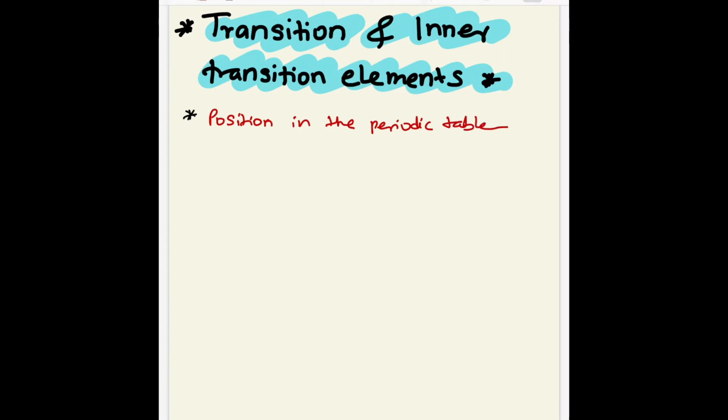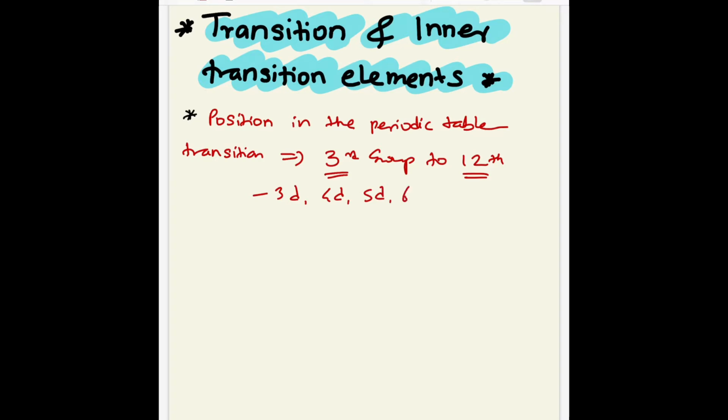So transition elements are placed in the periodic table from the third group to the 12th group. It starts from the third group and ends in the 12th group, which includes the 3d series, 4d series, 5d series and the 6d series. There are a total of 4 series present in the transition series.